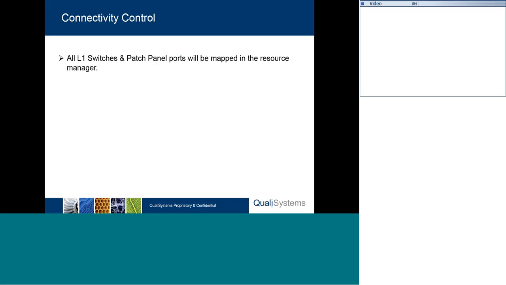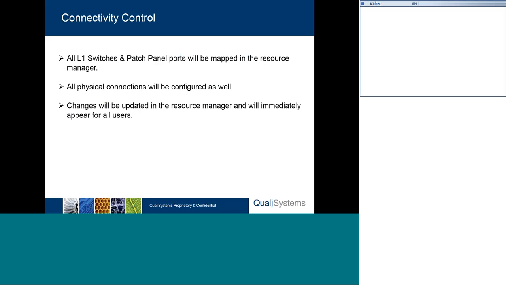Okay, so what are we doing actually? All the layer one switches and all the patch panel ports will be mapped in the resource manager, and we will see it in a few minutes. All physical connections will be configured as well. Changes that you are doing, or any of the other IT guys, testers, or other users are doing, will be updated in the resource manager immediately. So any other user will be able to see it. And the result is all physical connections are stored in our database and all cables are mapped.